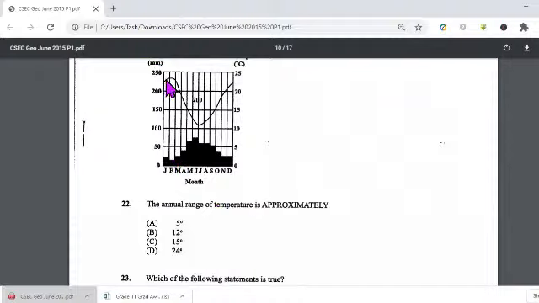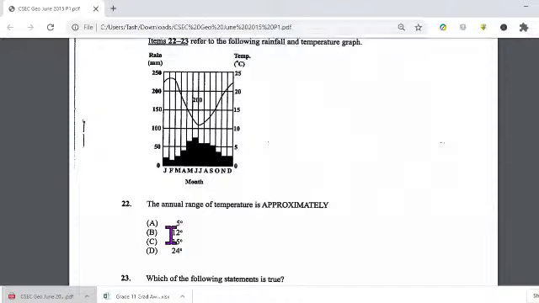So temperature is being shown on the line graph here, while rainfall is being shown on the bar graph at the bottom, right? The line graph is red for temperature in degrees Celsius. It is on this side. Our highest point here looks like about 23. And then this one looks like 10, 11. So what we would do, we would subtract 11 from 23. We would end up with 12 as our range. So our answer for number 22 would have been letter B.